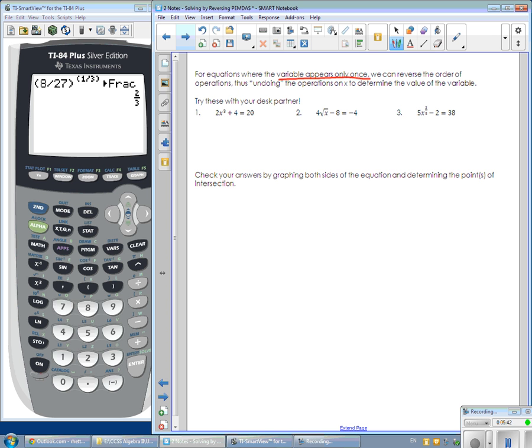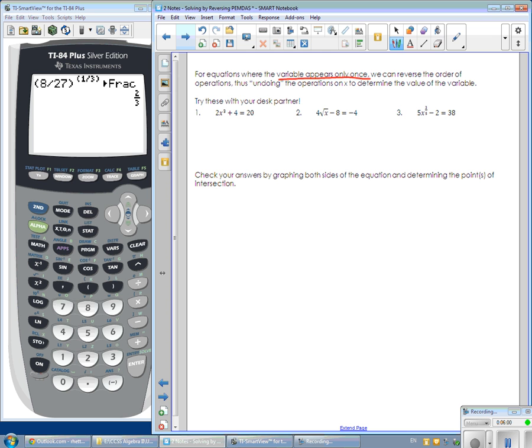So what I'd like you to do is pause this video, take a few minutes, work with the person next to you, and try to solve problems 1, 2, and 3. Once you think you've got the solution, check your answers by graphing both sides of the equation and then looking to see where the 2 graphs intersect.